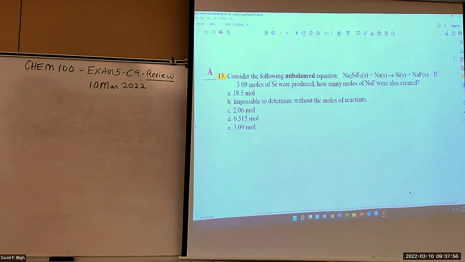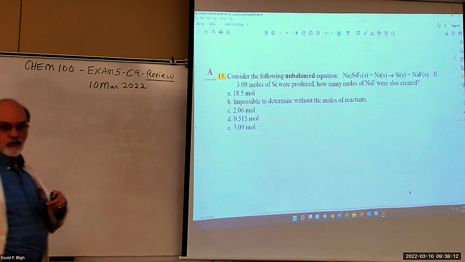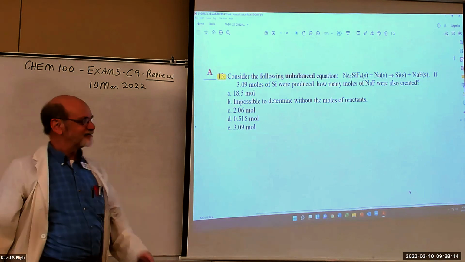Now, if one of the answers was none of the above, you'd have to do the calculation to be absolutely certain. Or if there was another one that was really close, like 18.4 or 18.6, then you would have to do the calculation in order to discern between the two.